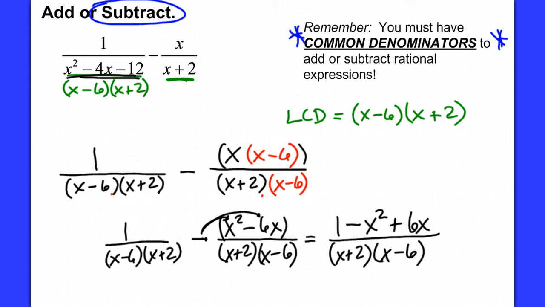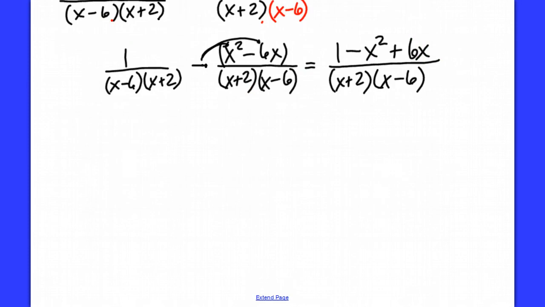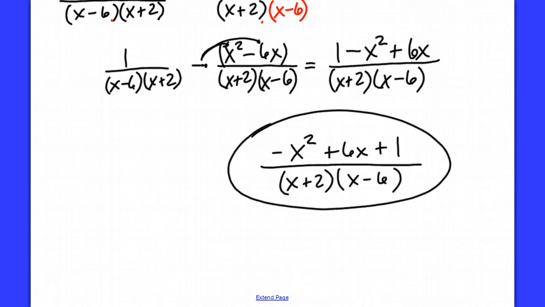So now we're ready to clean that up just a little bit, and when I say clean it up, I'm basically saying we just need to rearrange it. We would say negative x squared should be written first, plus 6x, and plus 1. That part does not factor, so there's nothing else to break down. And we're left with this as our final answer.